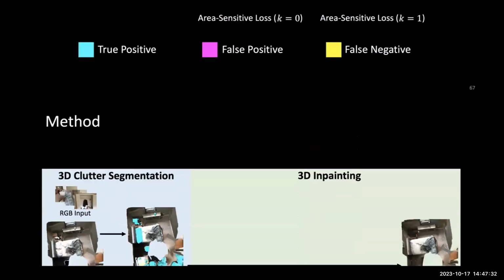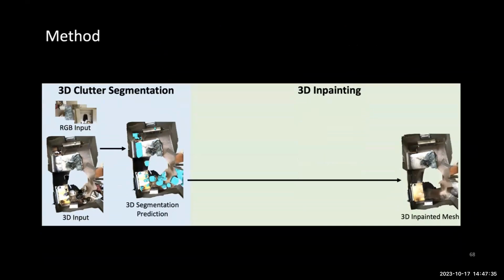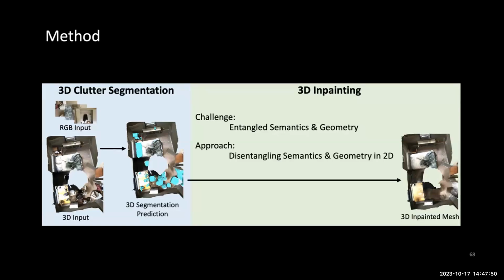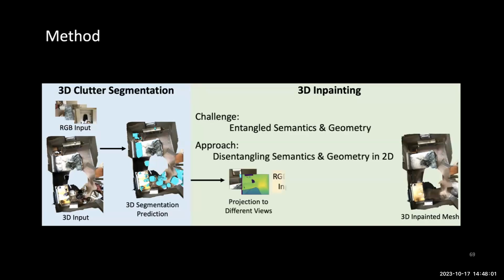So after the 3D segmentation, how do we do 3D inpainting? The biggest challenge is that if we do this directly in 3D, all the semantics and geometries are highly entangled. You can easily create artifacts here. So our approach is to leverage 2D, because we have great, fantastic 2D inpainters already. So we're going to disentangle the semantics and geometry in 2D. More specifically, we will first project the 3D into RGB and depth and do separate RGB and depth inpainting so that we can then reconstruct the 3D scene.